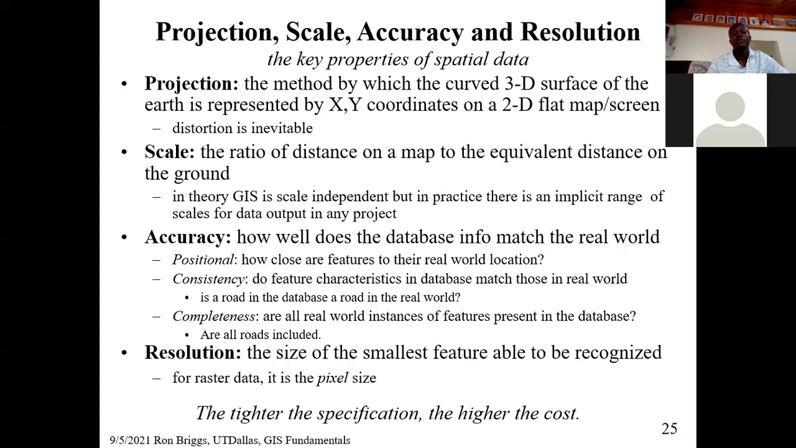It reduces the burden. Then resolution is the size of the smallest feature to be recognized. For raster data, it's the pixel size. In other words, resolution is how well we're able to represent something. So the resolution of a camera normally is determined by how well an object can be distinguished. And in fact, the unit of measure of resolution will be the size of the pixel. So the pixel size determines the resolution, literally.